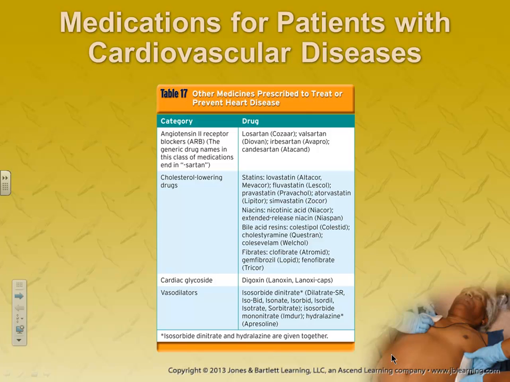Digoxin is a cardiac glycoside, which is the category of drug it is, but it has antidysrhythmic properties and also inotropic properties. Then some of your vasodilators. Hydralazine is a common one. All your statin drugs are going to be cholesterol-lowering drugs. Niacin drugs are also cholesterol-lowering drugs. The problem with niacin is that people get really hot and really flushed when they take those.